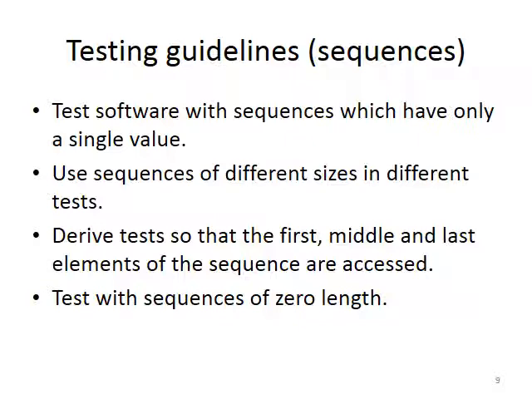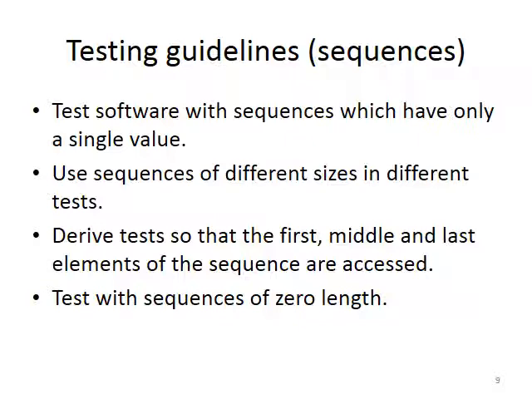Second one, use sequences of different sizes in different tests. So you try to give different sequences of different sizes in different tests. Many times your set of values may be dependent on even and odd numbers. So if it is an even number, it may work properly. If odd numbers are there, then rounding and ceiling values may create a problem. Keeping that in view, you need to test.